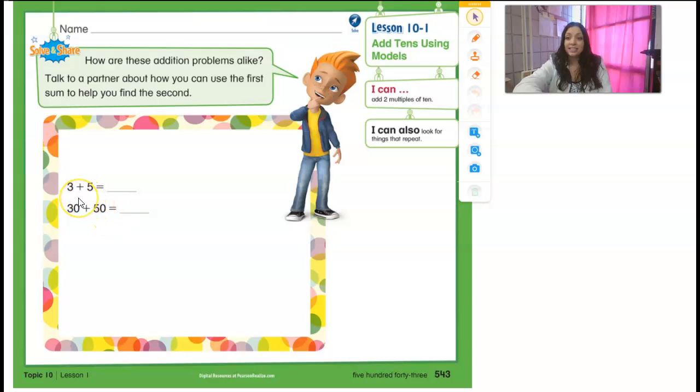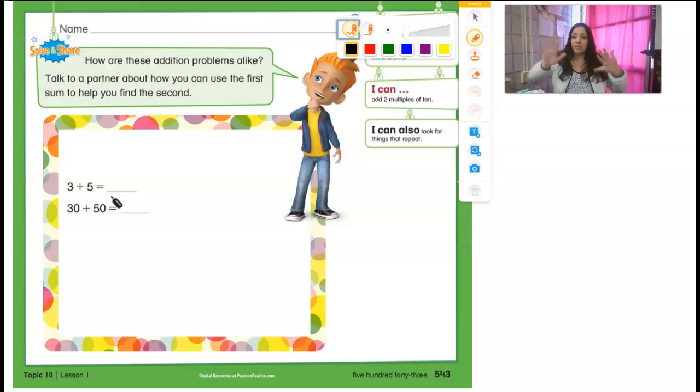So if I'm wanting to add these numbers, though, if I have zeros at the end, I can add them almost the same way, okay? If I know 3 plus 5, and I can use my fingers even for 3 plus 5, or I can count up and say, okay, I have 3, I'm going to add 5 to it. So 3, 4, 5, 6, 7, 8. 3 plus 5 is 8.